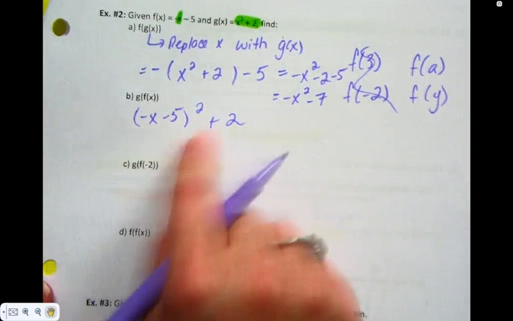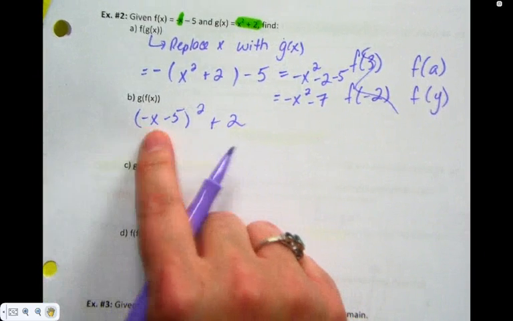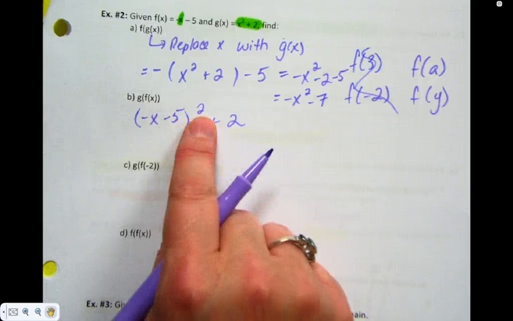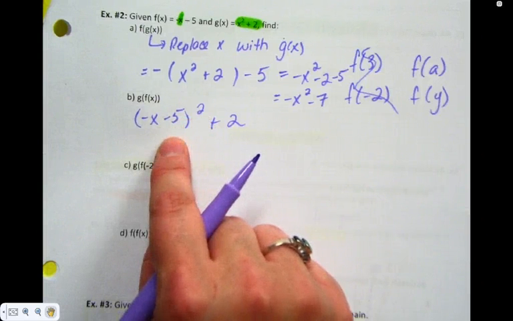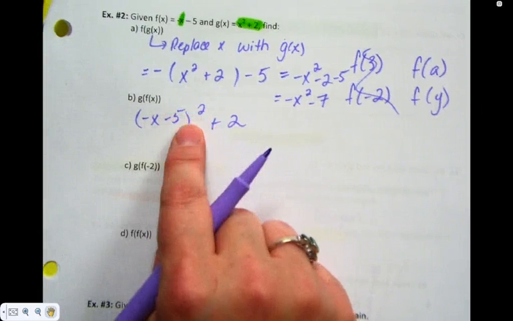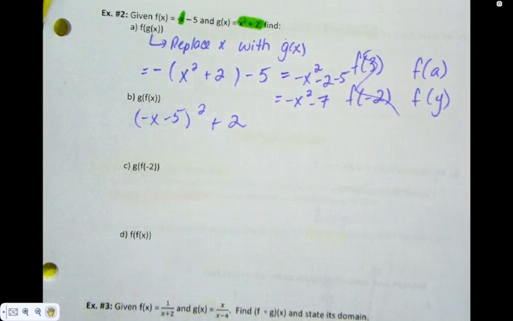So what do I do with this binomial squared? Well, negative x squared is x squared, and negative 5 squared is 25. Can I just distribute that exponent? No, that's kitten killing up there. It doesn't work that way. If it worked that way, grade 9 would have been easier for you.